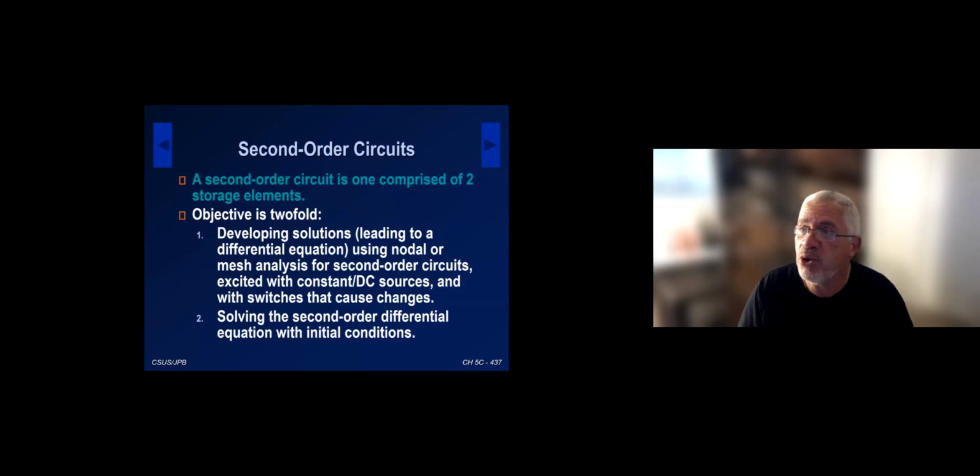The solution to those is much more complex. We're going to have two initial conditions and so forth. So the first major objective is to relook at how to do nodal or mesh with two storage elements leading to a differential equation of the second order. Again, we're dealing with circuits with switches that have DC sources. And then we're going to spend a little bit of time in this lecture talking about how we solve differential equations of the type that we're going to see in this particular segment. Okay, so let's go with some notes here.